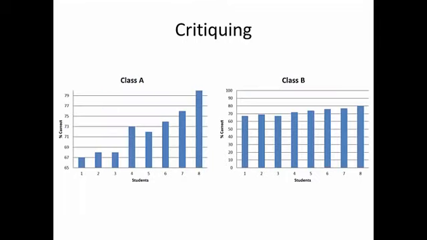Here's another fun example. The class on the left, it looks like the students, there were huge differences in their scores. But if you look at the class on the right, the same scores, different scale. So be really cautious when you look at the graphs that researchers draw.